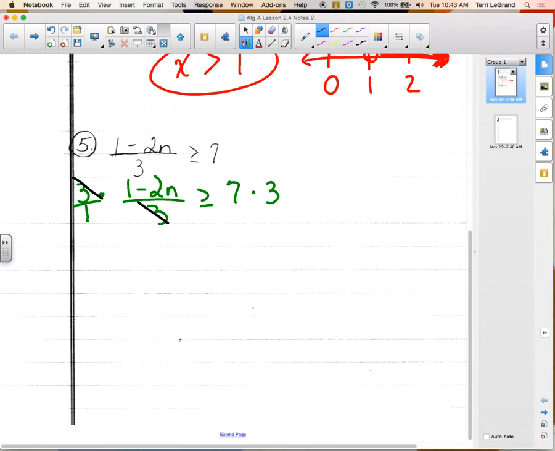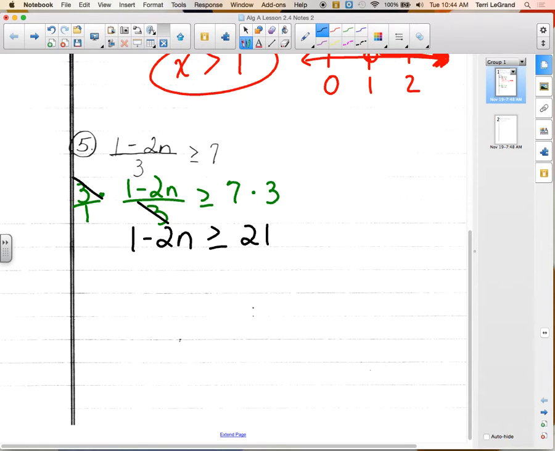Cody? Well, can't the 1's cancel out also? Ooh, it's tempting to do that, isn't it? But that 1 is part of an expression where the 2n is being subtracted from it, so we can't cancel those 1's out. We can't make that go away that way. If it was 1 times 2n, then we could, because there'd be multiplication happening. So we're just going to have to bring down the 1 minus 2n. And did we multiply by a negative? No. We multiplied by a positive 3, so we don't want to reverse our symbol. And 7 times 3 is 21.